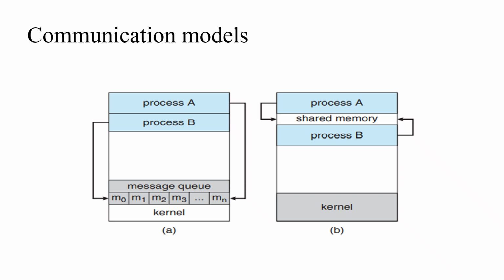In B, by using shared memory, the processes share the same memory area and read and write data directly. Here, the operating system creates the shared memory region. Both process A and process B can access it. Process A writes data into shared memory and process B reads the data directly from shared memory.